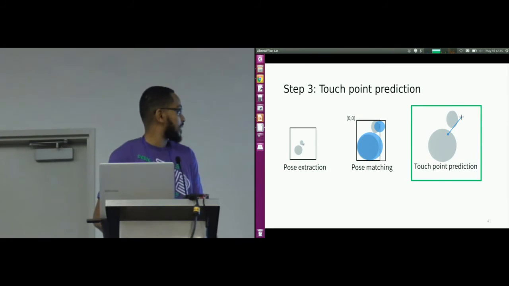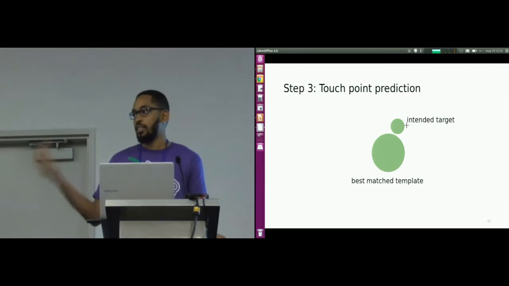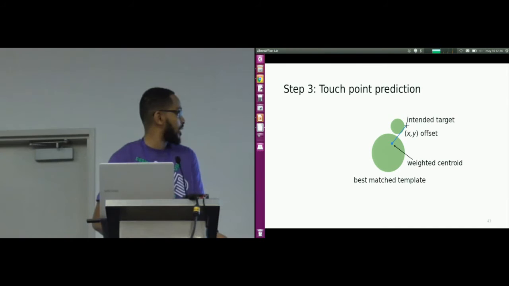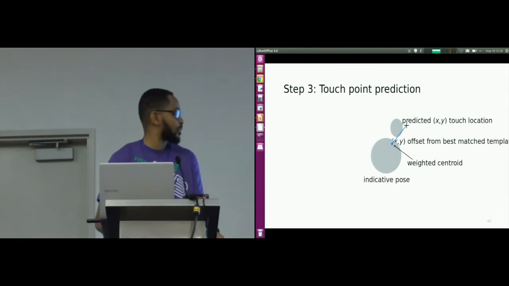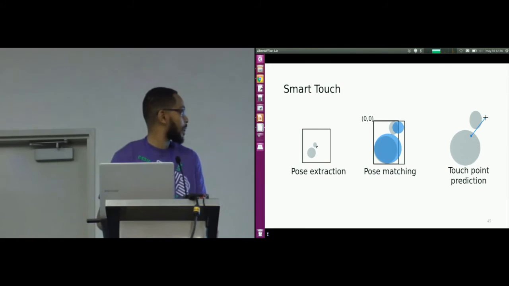Now I've explained that we've extracted this touch data and lined up some ellipses, but how do we actually predict the user's intended touch point? We take the best match template, and since these were created during the training phase, we know where the user's intended target was when this template was created. So we know the offset from the weighted centroid of the best match template. We take that offset and apply it to the weighted centroid of the pose that was created at runtime, and that gives us our predicted touch location.